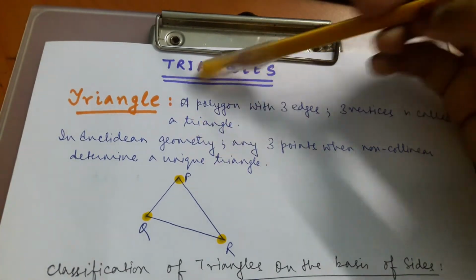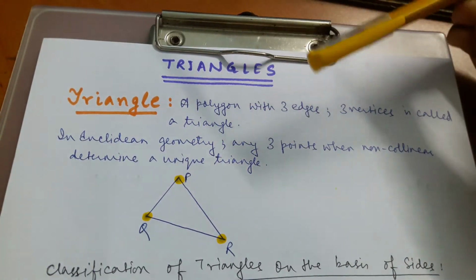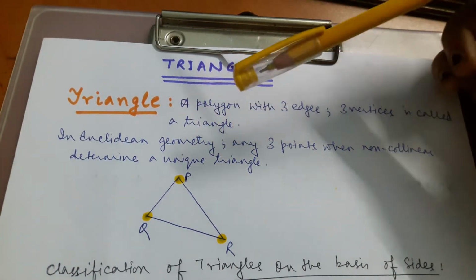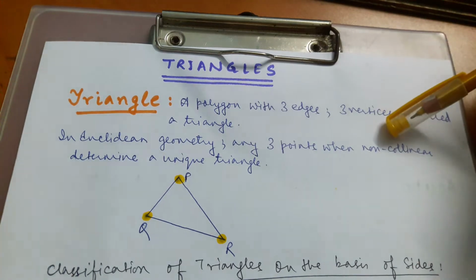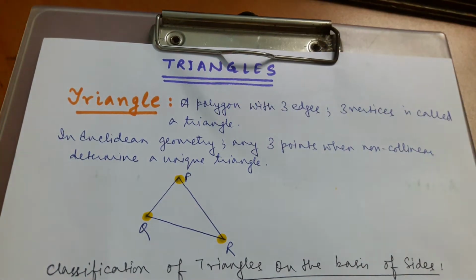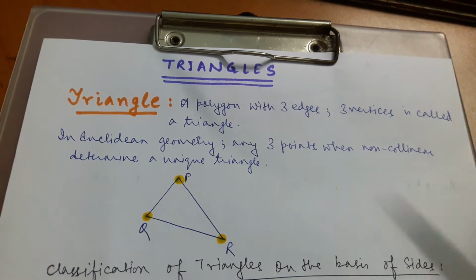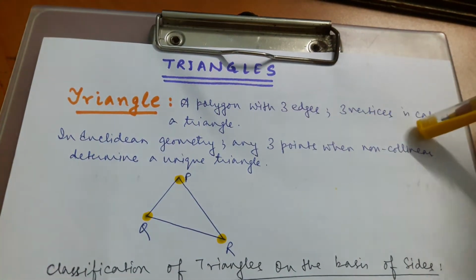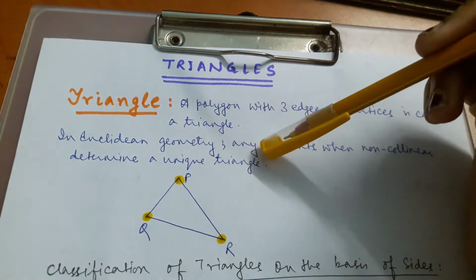Now ये polygon word, what does this word polygon suggest? ये word polygon से क्या मतलब है? इसका ये मतलब कि triangle exists in a 2D plane. Because we are using the word polygon, that means that triangle exists in a 2D plane. 3D plane में एक triangle का कोई existence नहीं है. In Euclidean geometry, any 3 points when non-collinear determine a unique triangle.